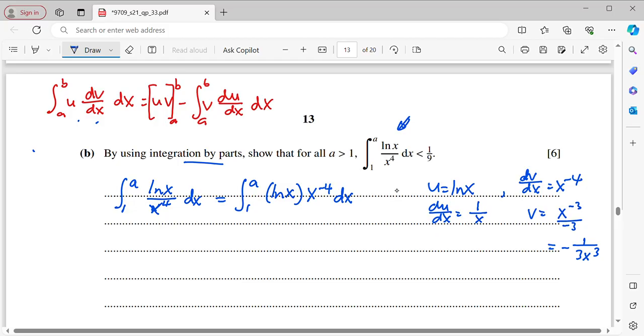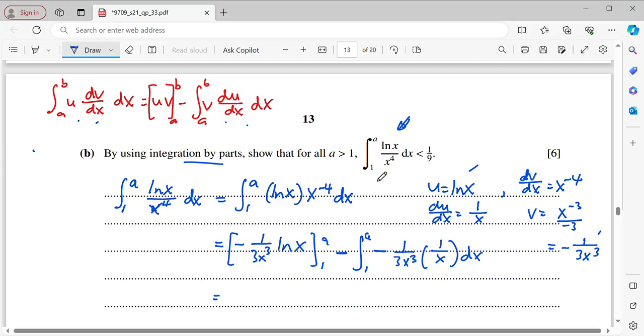Okay, so now the integration by parts formula equals uv. So for uv, I will write negative 1 over 3x cubed ln x with limits, minus integrate from 1 to a of v du/dx. Okay, so v is negative 1 over 3x cubed, and du/dx is 1 over x.